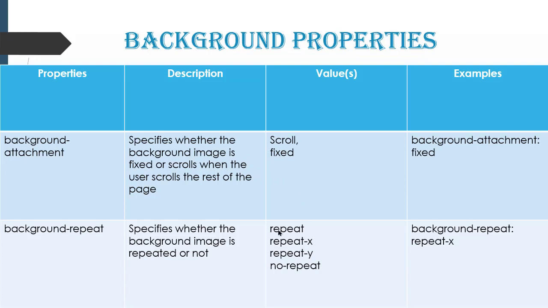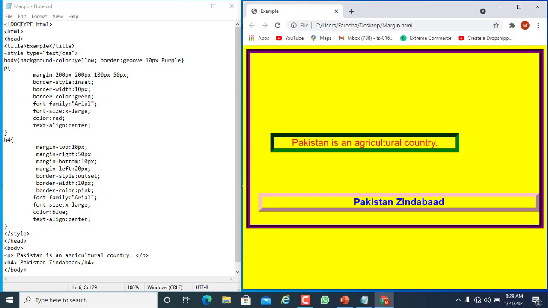Students, in order to understand these properties, we see some examples. Students, to understand these properties, now we see some examples written in HTML. Students, here we write a program in Notepad in HTML5.